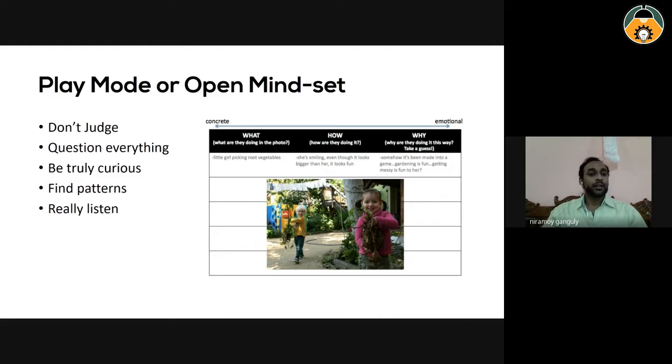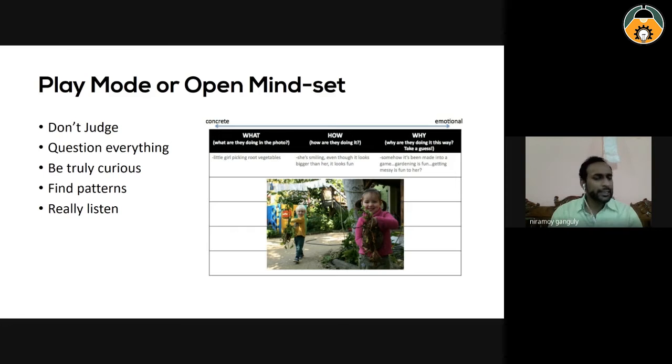It is important to get yourself into the play mode. It is the balance of work and play. So how to put yourself into the mindset or the play mode is, don't be judgmental about what you're doing.